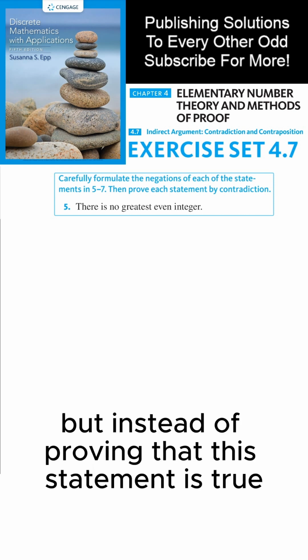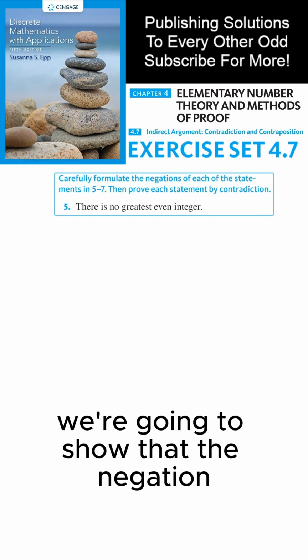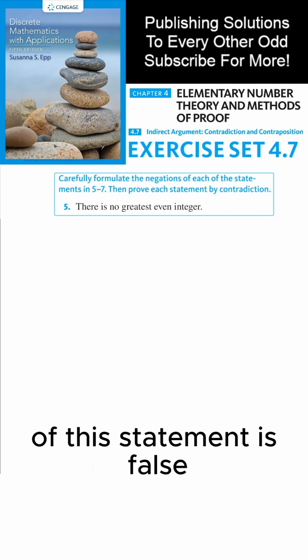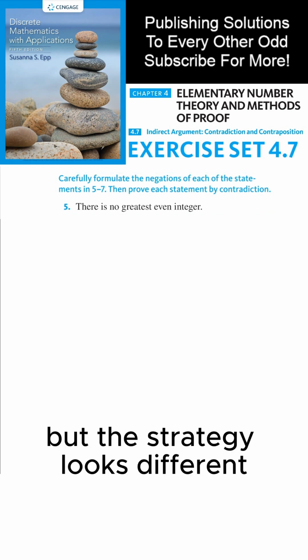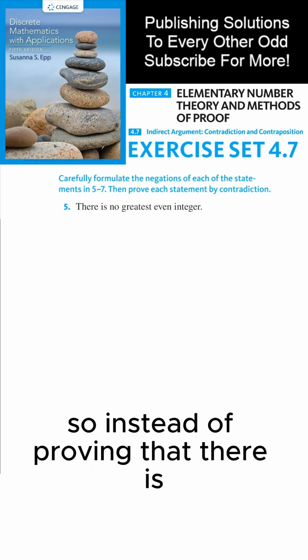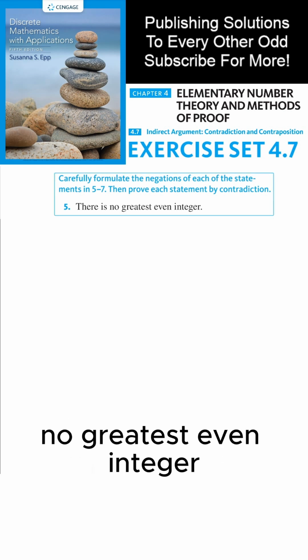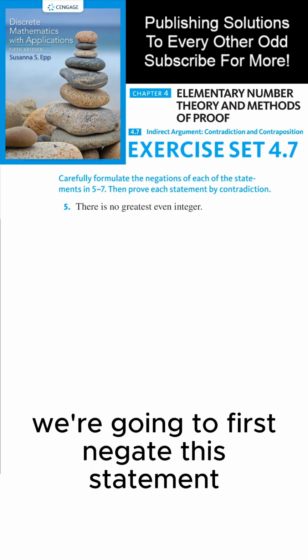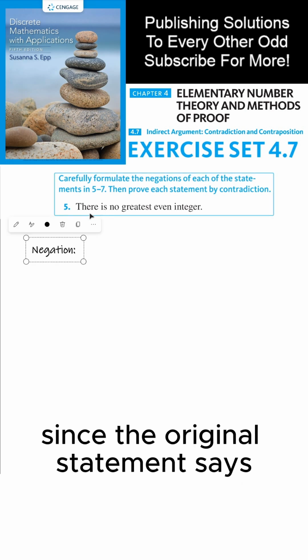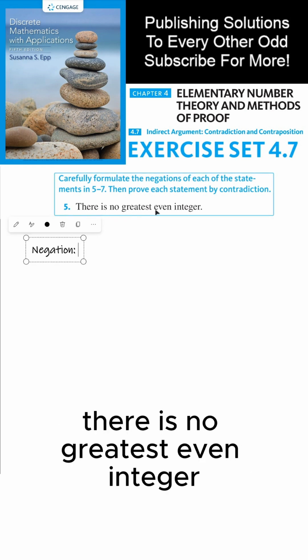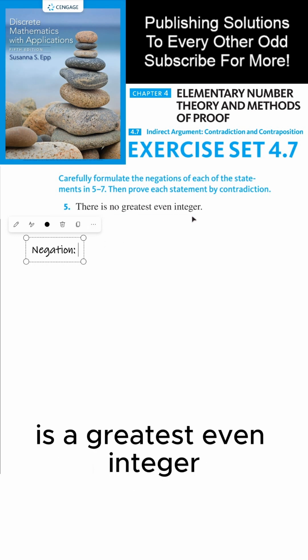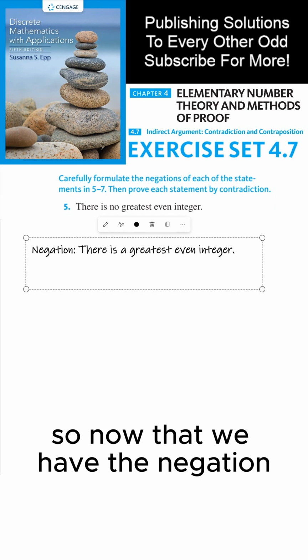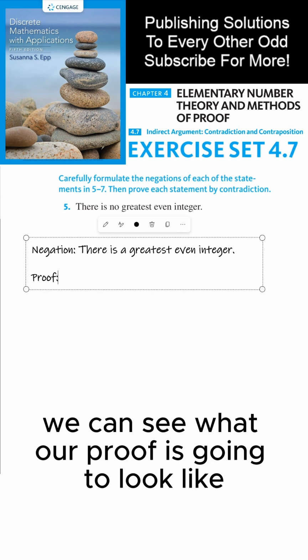That's true, but instead of proving that this statement is true, what we're going to do is show that the negation of this statement is false, which is essentially the same thing logically, but the strategy looks different. So instead of proving that there is no greatest even integer, we're going to first negate this statement. Since the original statement says there is no greatest even integer, then the negation would say that there is a greatest even integer.